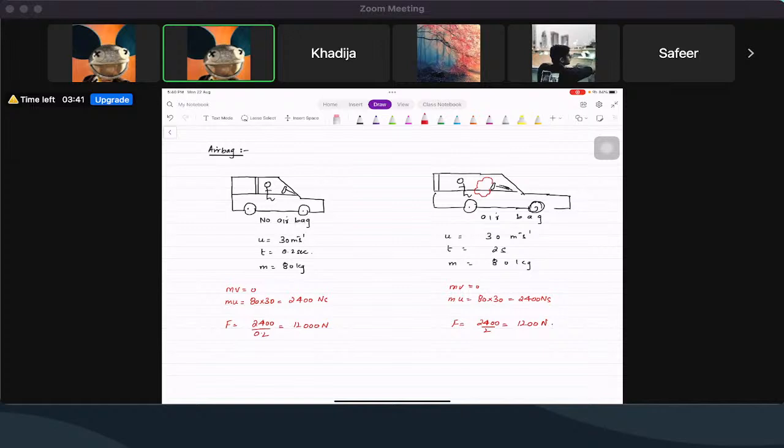Who's going to die basically? Yes, left, because the airbag does not change anything about the momentum. Basically it increases the time to change the momentum, and if the time to change the momentum increases, that means the force overall reduces. Any questions?